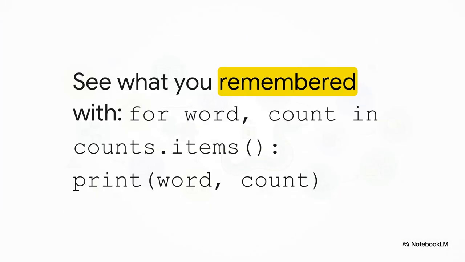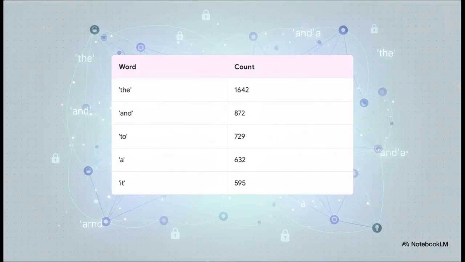Okay, so what's the payoff here? After our code has read the entire book and done all this remembering, how do we actually see what it remembered? Well, it's just one simple loop. This line of code is just a special way of asking the dictionary, hey, can you go through everything you've remembered and, for each word, give me back both the word and its final count. And boom, just like that, you get this beautiful, clean output. The most common words, their exact counts, all retrieved instantly from your program's memory. This is that satisfying result you get when you stop searching and start remembering.